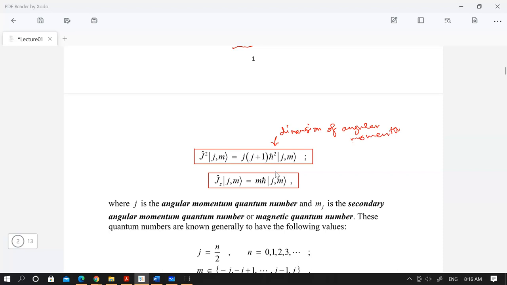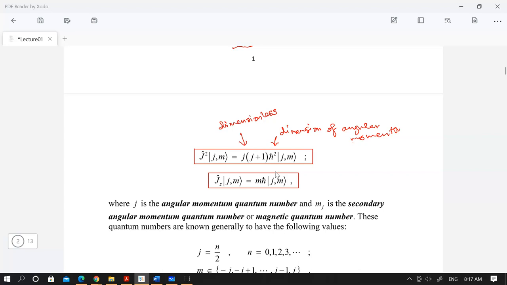So in other words, your J is dimensionless. That's the reason why you have your h bar squared there. And what is m? M is the eigenvalue of the component that you choose here. For example, Jz. So Jz acting on |j m> gives you m h bar |j m>.